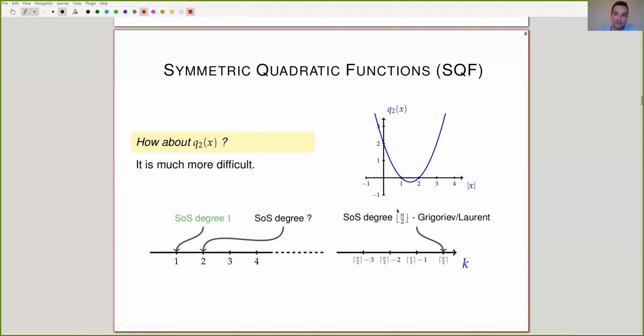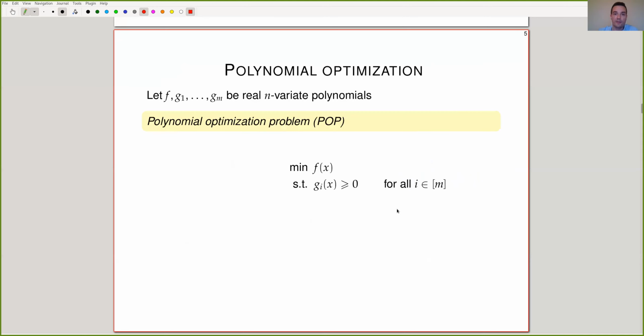But before we answer this question, let's maybe motivate a bit why we are interested in representing a polynomial as a sum of squares and why we're interested in this specific function at all. So let's consider the general polynomial optimization problem. So given the polynomials f and g1 up to gm, we would like to find the minimum of the polynomial f of x subject to polynomial constraints composed of these polynomials gi of x.